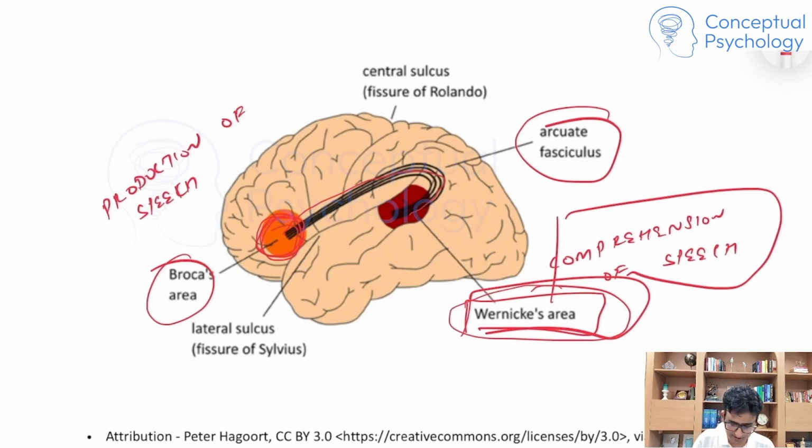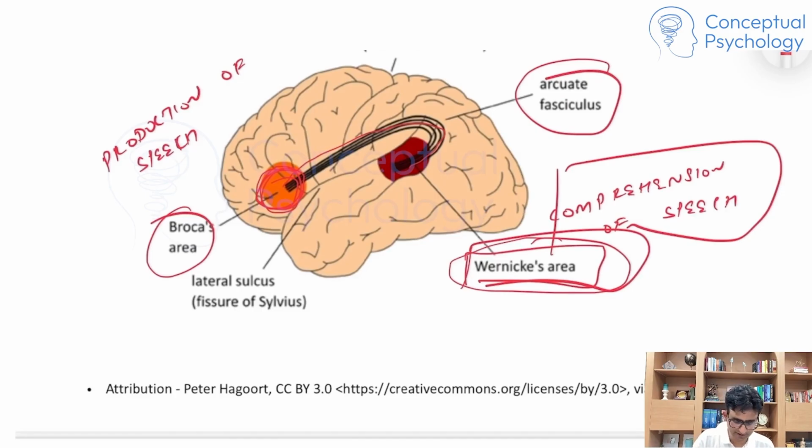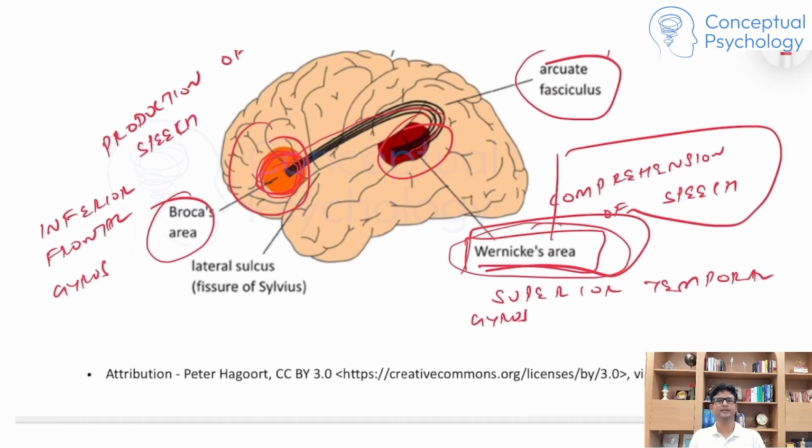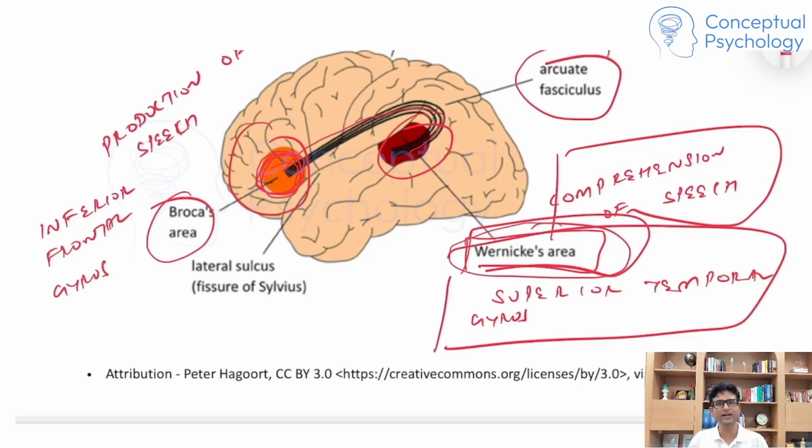Now, this Broca's area is present in the inferior frontal gyrus, a part of the frontal lobe. Whereas this Wernicke's area is present in the superior temporal gyrus, a part of the temporal lobe. Now, say there is an injury in your superior temporal gyrus. Your brain developed an embolus and there is loss of supply to this part, and you developed an injury to this part. This would lead to Wernicke's aphasia.